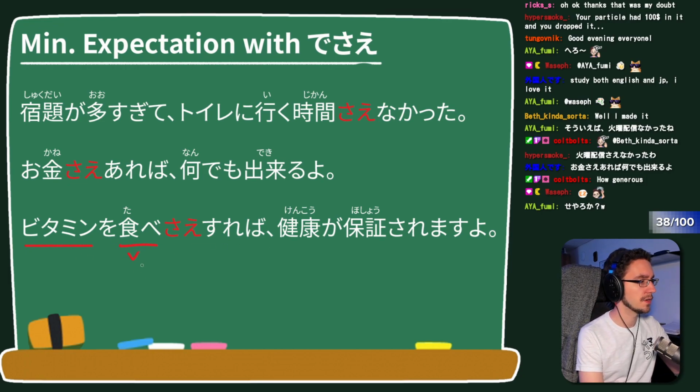So here we have our verb in stem, right? I'll shorten this to just say it's verb in stem form, right? This is our stem form.